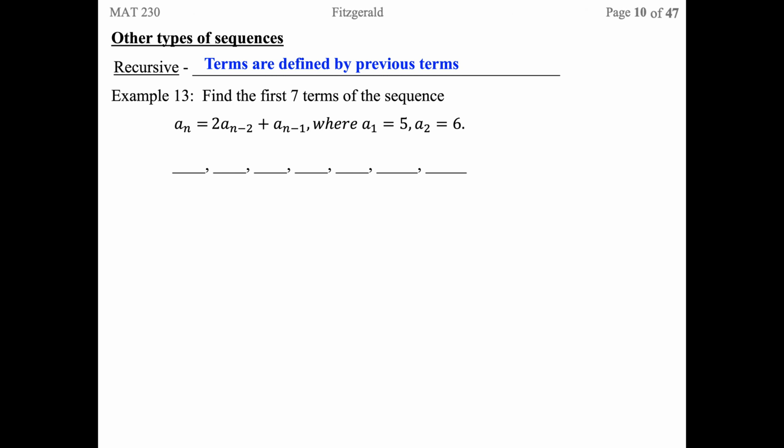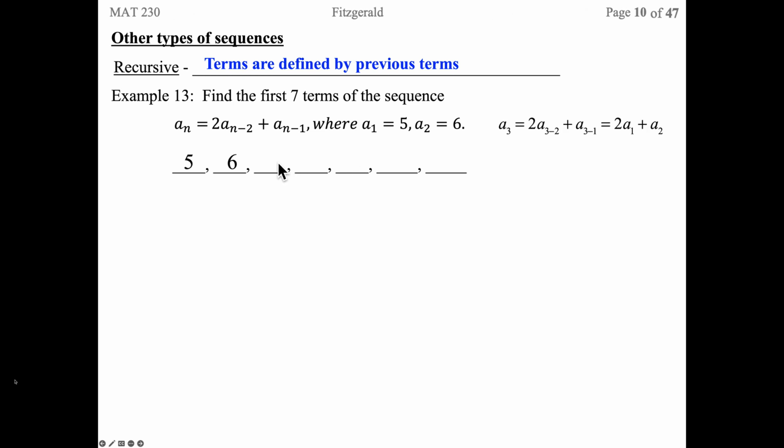So example 13 says find the first 7 terms of a sequence. Now, a dead giveaway for a recursive sequence is you will not see n at the base level. You will see sequence functions with subscripts. That's where your n's are located. So this is 2 times a sub n minus 2 plus a sub n minus 1. And another giveaway is that they're going to predetermine or define some terms. So the first term is 5, second term is 6.